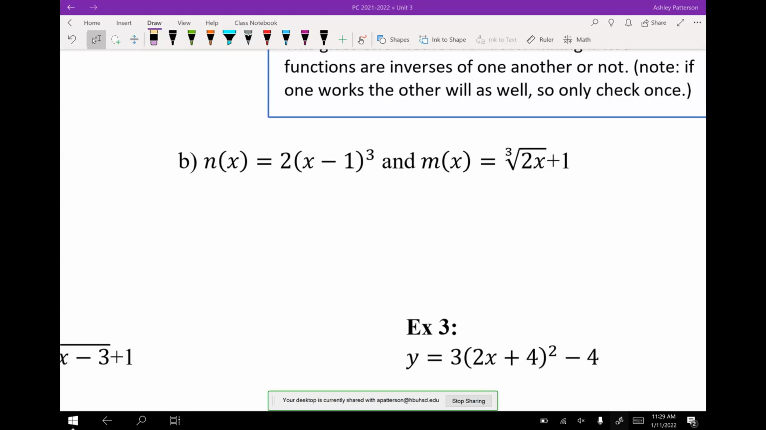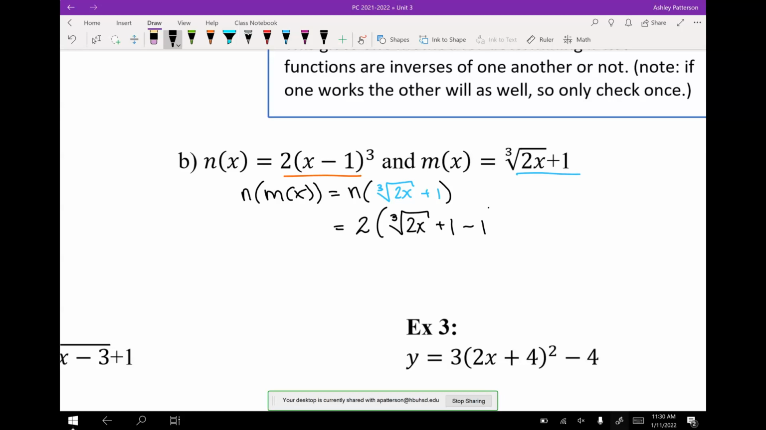Out of curiosity, how many of you used m of x as the input? So you did n of m of x. Okay, majority. That's what I thought. That's the route I'm going to go just to stay consistent with you guys. So n of m of x, and then we're substituting in m of x. So that is the cube root of 2x, and then plus 1. There's only one input for n of x, so we're going to substitute it in once. We get 2 times the quantity cube root of 2x plus 1, and then minus 1, and then cubed.